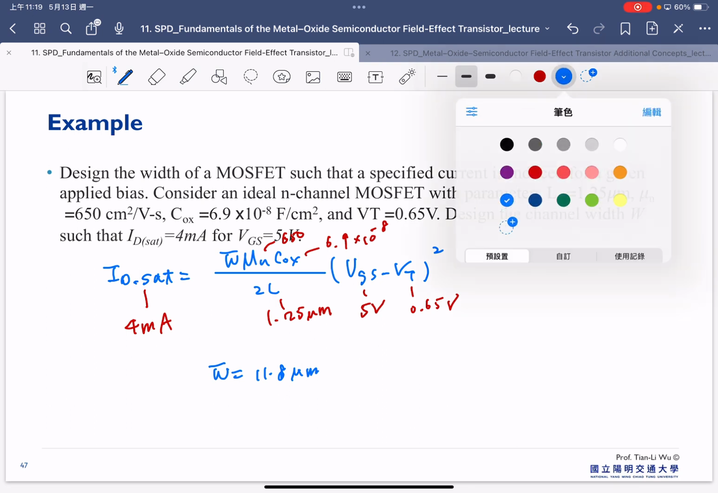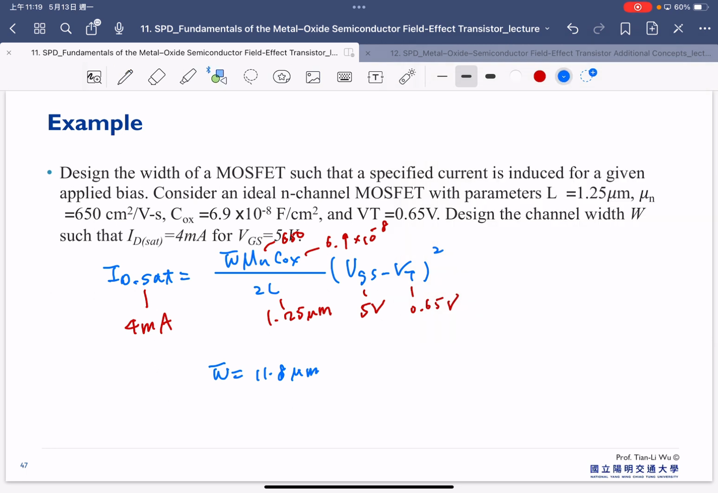So in the previous schematic, we only showed the two-dimensional cross-section, which is this one, the source and drain here, and only showed the gate.